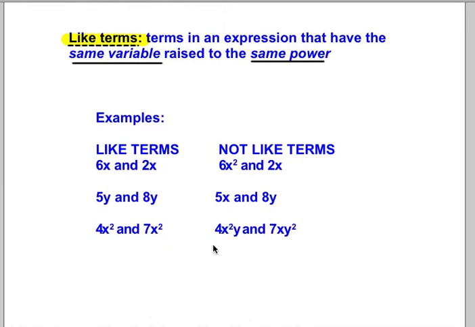And lastly is a little more tricky: 4x squared y and 7xy squared. The variables are x and y in both, and there's a second power in both, but they're not exactly the same. The squared is on the x in the first term, and the squared is on the y in the second term, so therefore they're unlike terms.